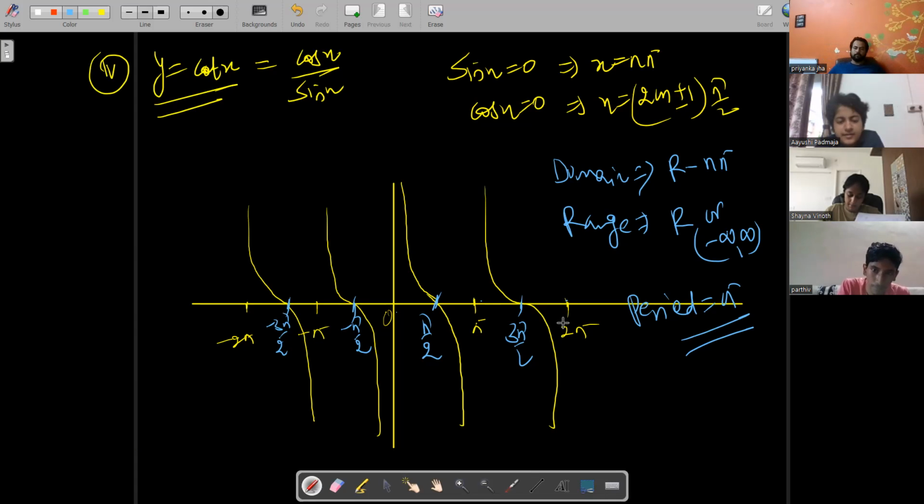Sir, I didn't understand why the curve will get reversed. That is about the concavity of the curve that I told you now. We'll discuss that in calculus, not here. Okay, sir.